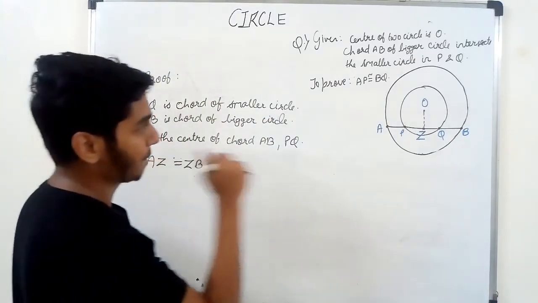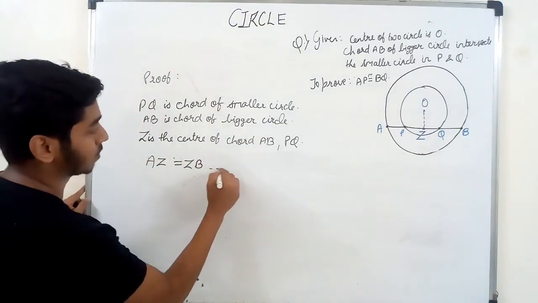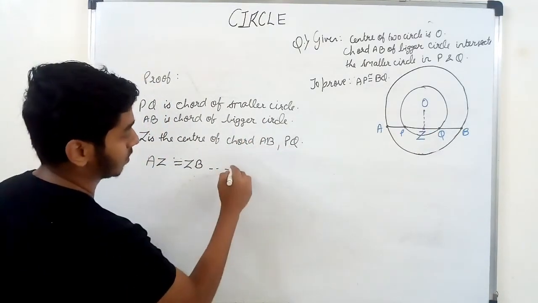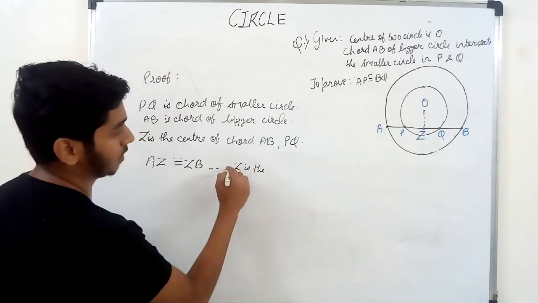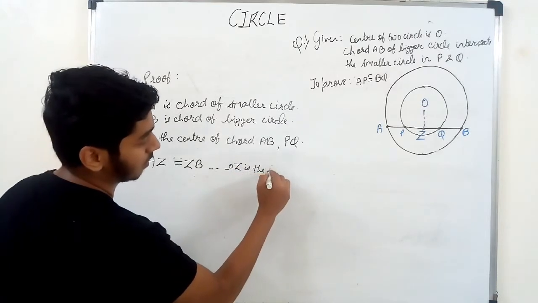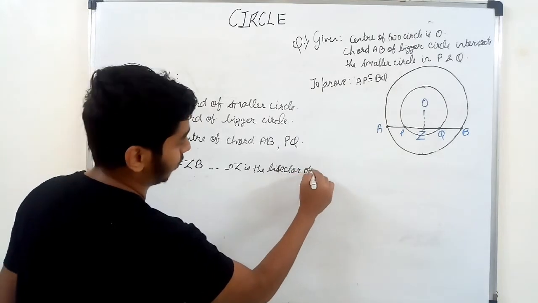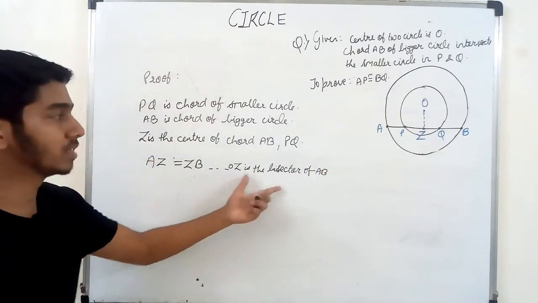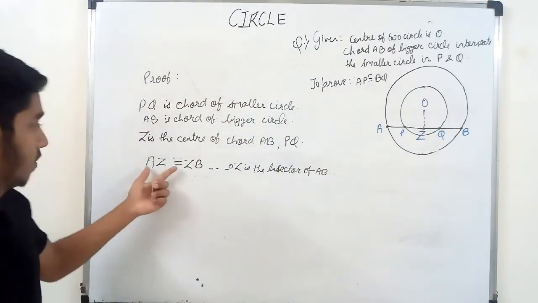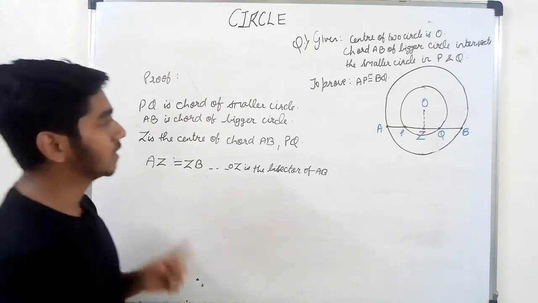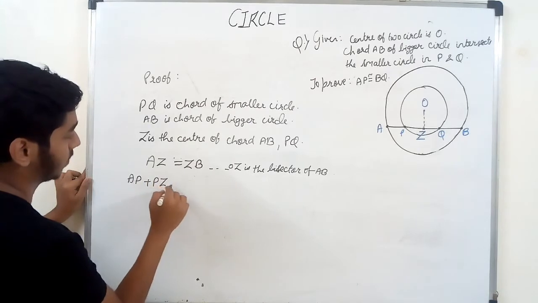Now if you see, can I write AZ as AP plus PZ? Okay, the reason for this will be because OZ is the bisector of AB. So OZ is the bisector of AB. Okay, so that's the reason for AZ equal to ZB. Now we can say that AZ is AP plus PZ.